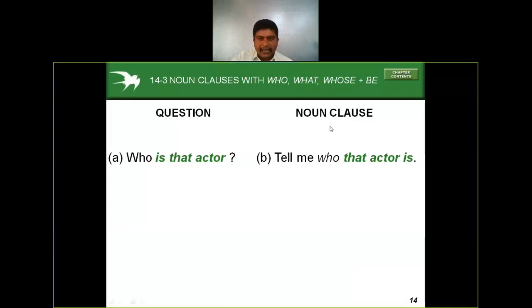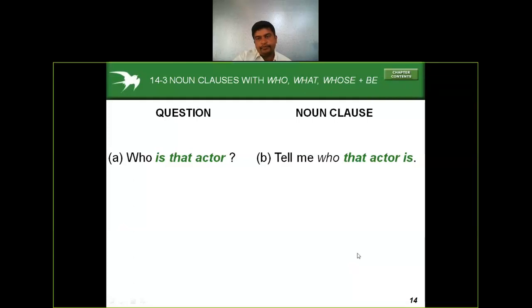But remember, here, look at the noun clause. Tell me who that actor is. This is a noun clause. Why am I telling you this? See, noun clauses with WHO. I'm explaining about WH questions: who, what, whose plus be.